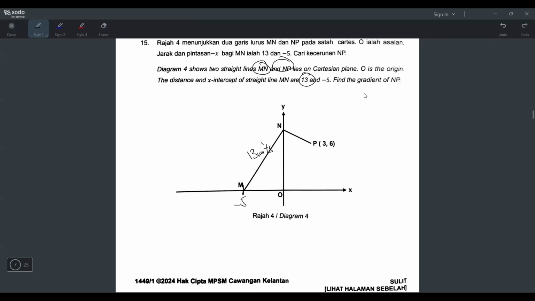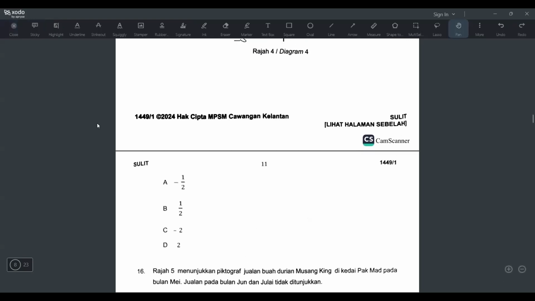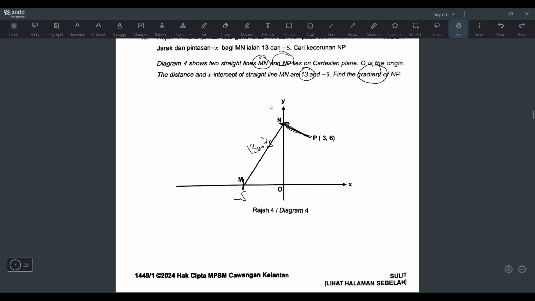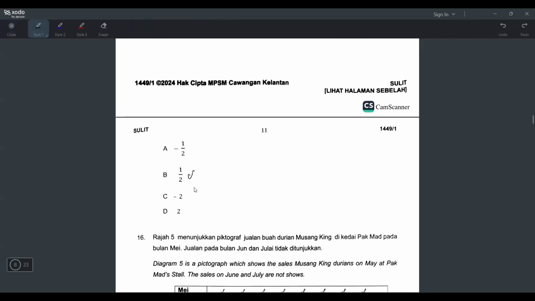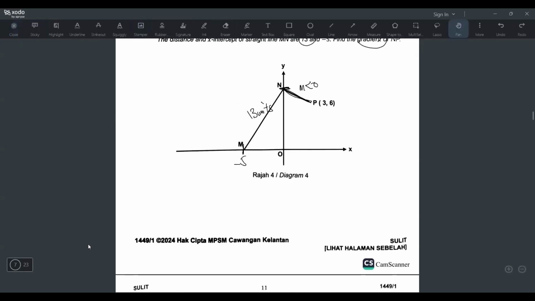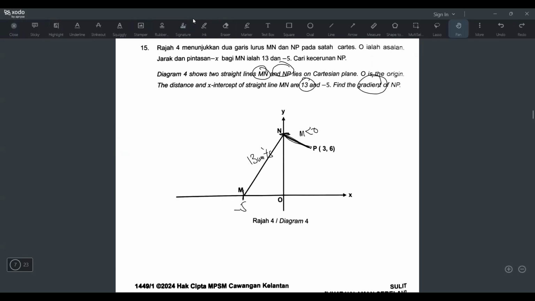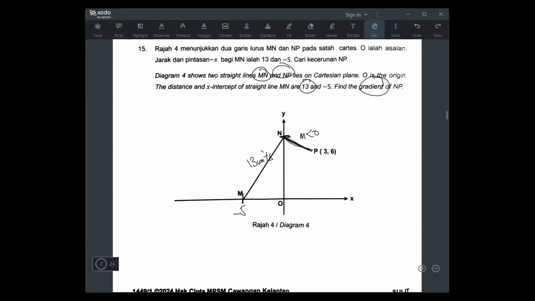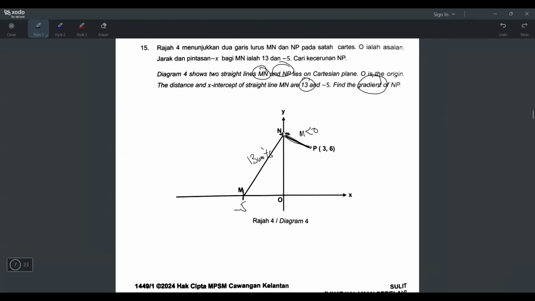Okay, and then what else? Find gradient of NP. Before finding gradient of NP, I need to find the point N first. Because to find gradient, I need two coordinates, right? So the ABCD is given like this. Okay, I know the NP gradient must be negative. Confirm. Because if the line is going down like this, confirm negative. So I know it's not B, it's not D. So it's either A or C. But to find the exact value, I need this point. Okay, to find the exact value, I need this point, point N, right?